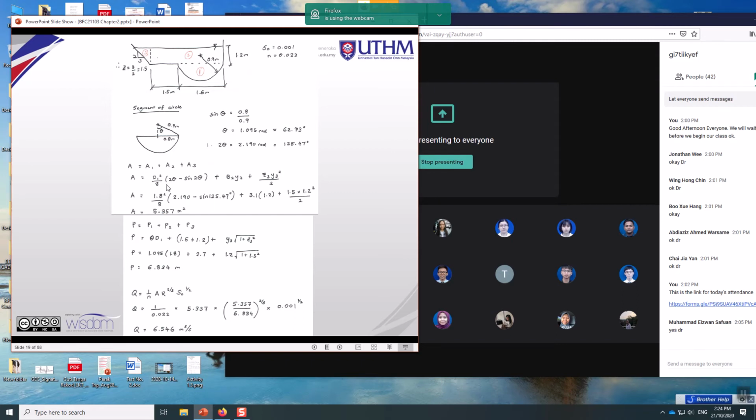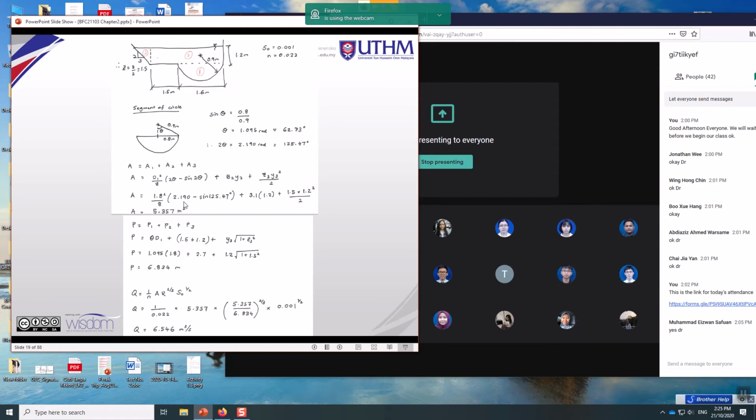Now, let's look at how we solve for flow area. A1 is the segment of a circle, so I have the formula there: D squared over 8 times 2 theta minus sine 2 theta. A2 is a rectangular section, so I have B2 times Y2. Section 3 is half a triangular section, so Z3 times Y3 squared divided by 2, because it's half. So what is my D1? The question gives you radius of 0.9, so your diameter is 0.9 times 2, which is 1.8.